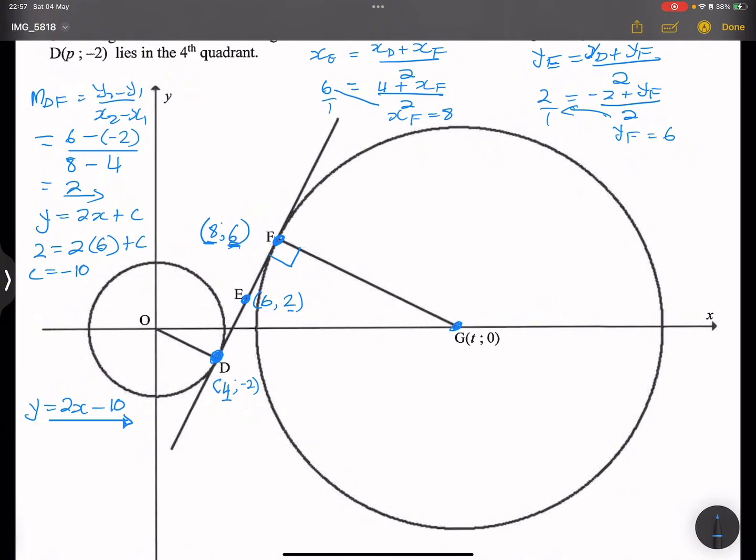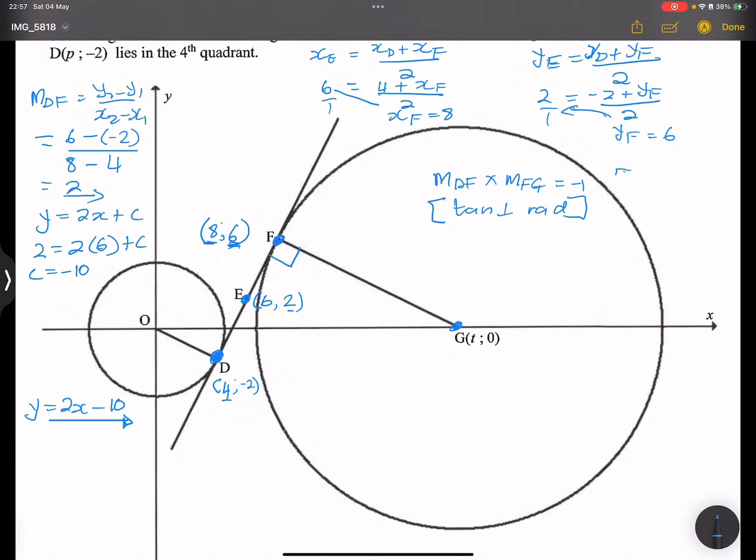So now I can say, well, the gradient of DF multiplied by the gradient of FG should be equal to -1. Now, please remember to state the reason for that. Why are they equal to -1? This is because of the tangent perpendicular to radius theorem.